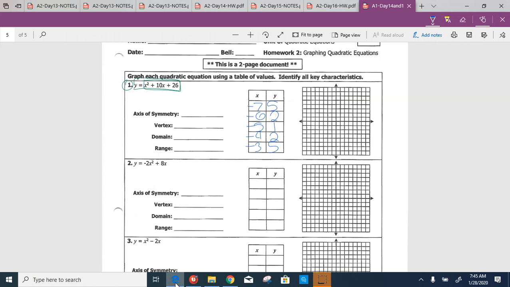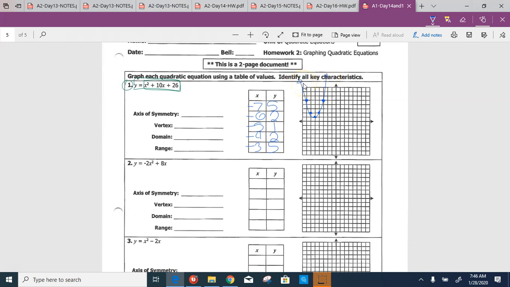So here are my points. I'm going to go ahead and just graph these points. Negative 7, 1, 2, 3, 4, 5, 6, 7. Negative 5, 1, positive 5, 1, 2, 3, 4, 5. That'd be a point right there. Negative 6, 2. 1, 2, 3, 4, 5, 6, 1, 2. Negative 5, 1. And then it goes back up the other side in the same reflective kind of way. So my graph will look like that.